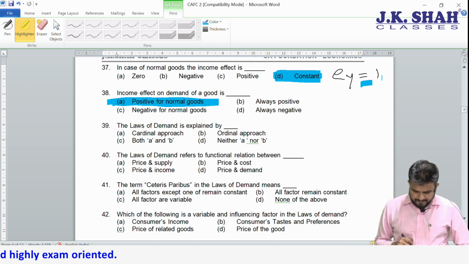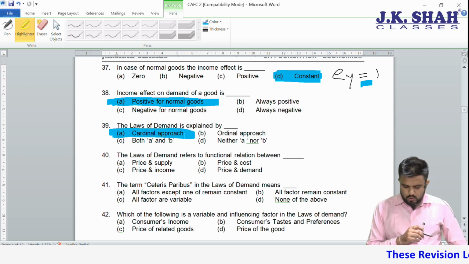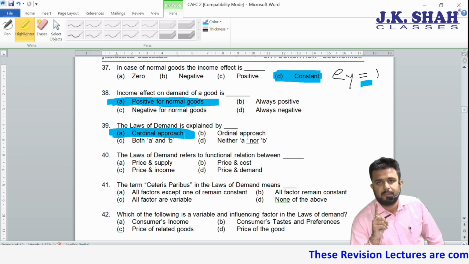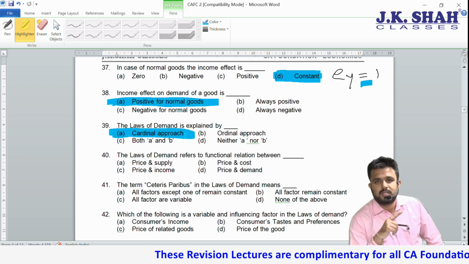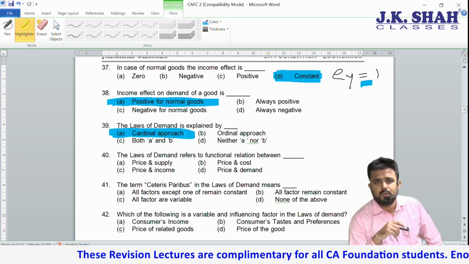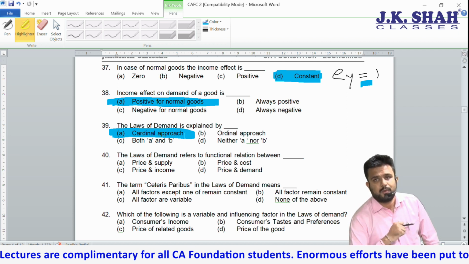39. Law of demand is explained by, it is very simple, cardinal approach. So you just have to remember: law of demand, law of supply, consumer surplus, law of DMU, law of equimarginal. They all are cardinal approach.